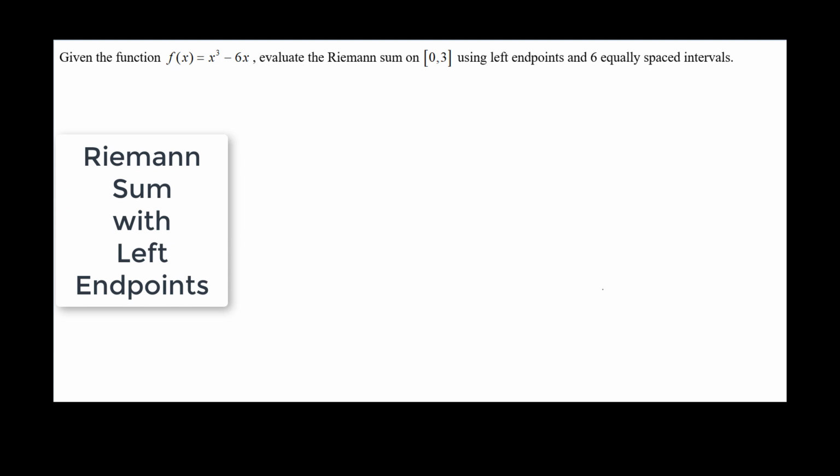We are asked to find the Riemann sum of the given function on the closed interval from 0 to 3 using left endpoints and 6 equally spaced intervals. Let's begin by denoting that n from our Riemann sum formula is equal to 6.